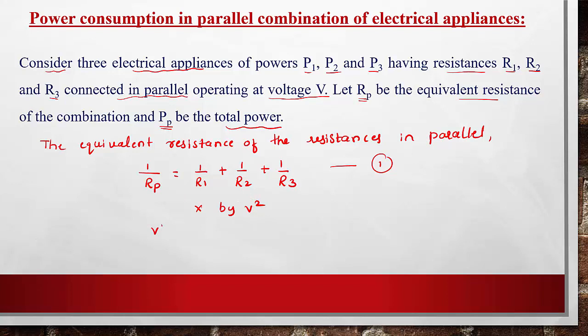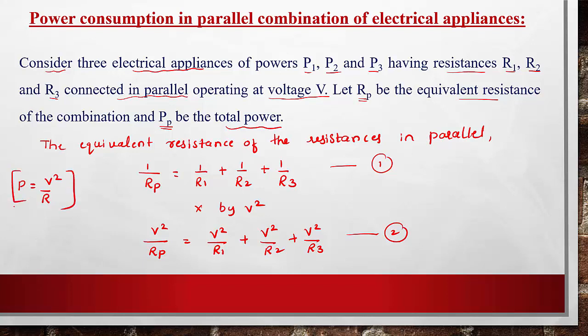What we will get? V square divided by Rp is equal to V square by R1 plus V square by R2 plus V square divided by R3. Let us take it as equation number 2. But we know that what is V square by Rp? So we know that power P equal to V square by R. This equation you can remember. P equal to what? V square by R.